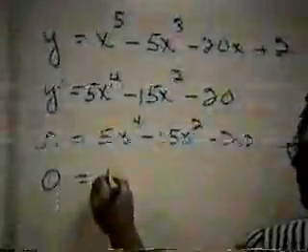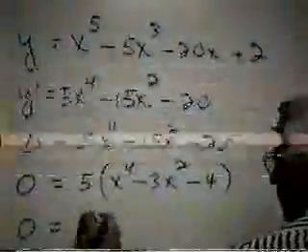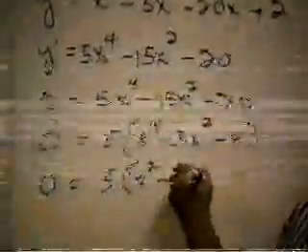Okay, example 2 in your notes. So we take the first derivative, 5x to the 4th minus 15x squared minus 20. Set it equal to 0 and solve. Well, let's see. Let's factor out 5. And then this keeps factoring: (x squared minus 4)(x squared plus 1).